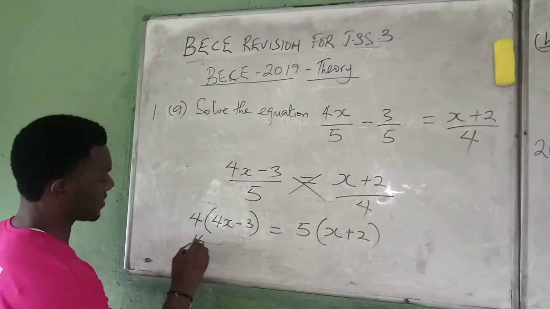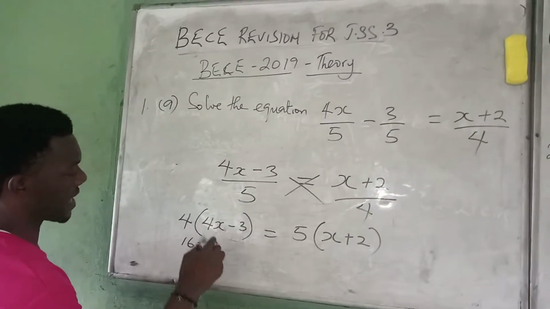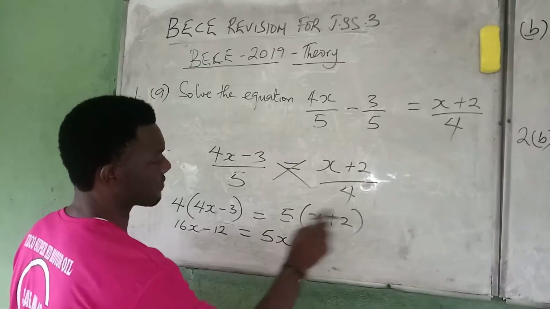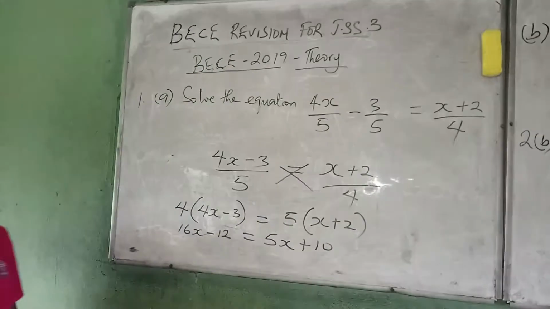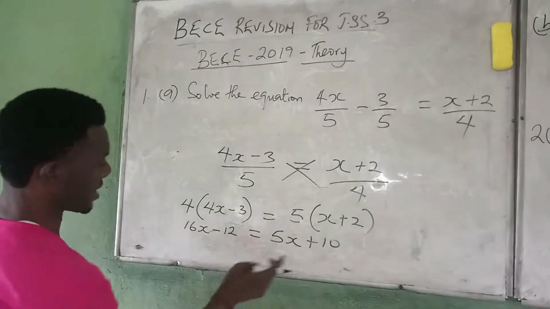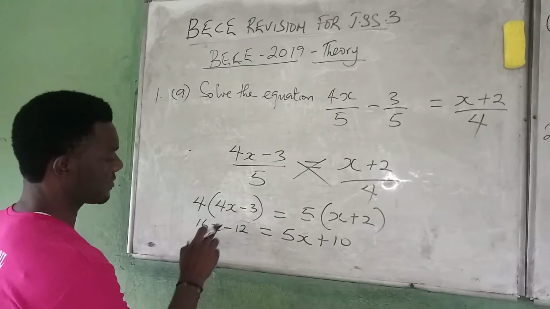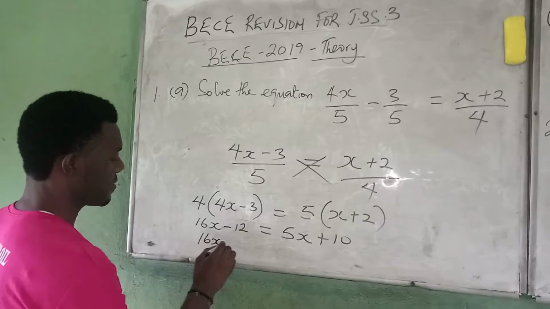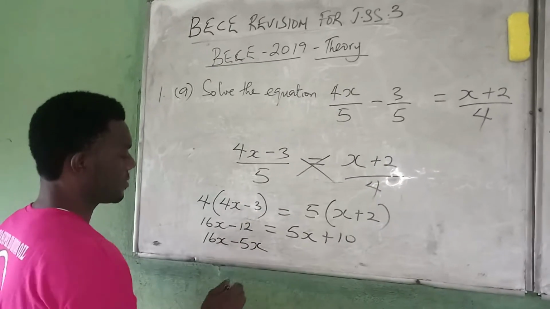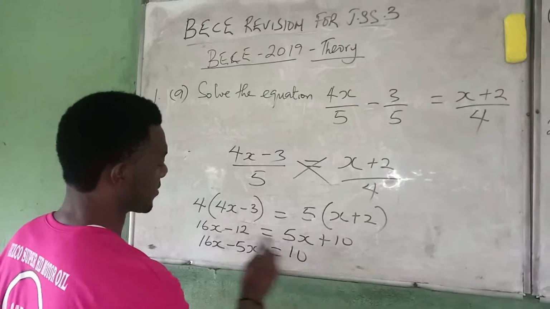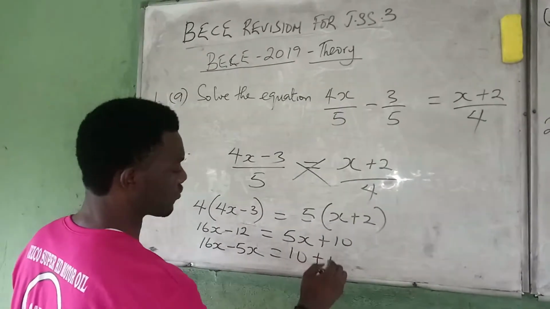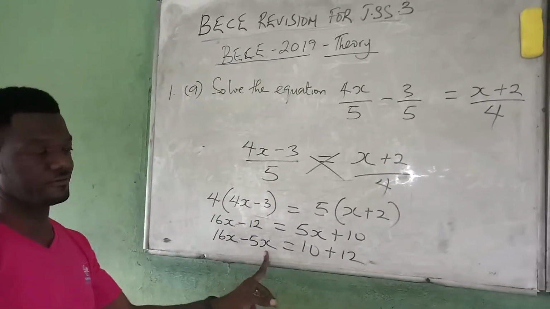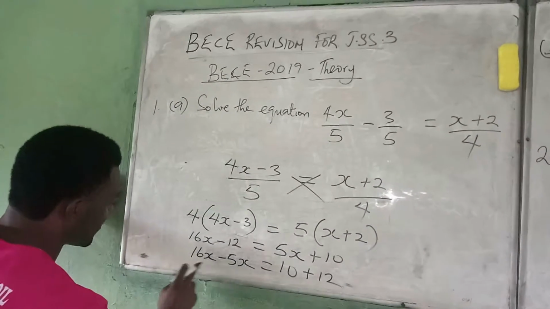4 times this, we have 16x minus 4 times this, 12, is equal to 5 times x, 5x, plus 5 times 2, we have 10. So now you collect like terms. From here you collect like terms. This 5x will come over to this place, while this 12 will go over. And this 5x is plus, crossing over, you have 16x minus 5x, which equals 10 plus 12.